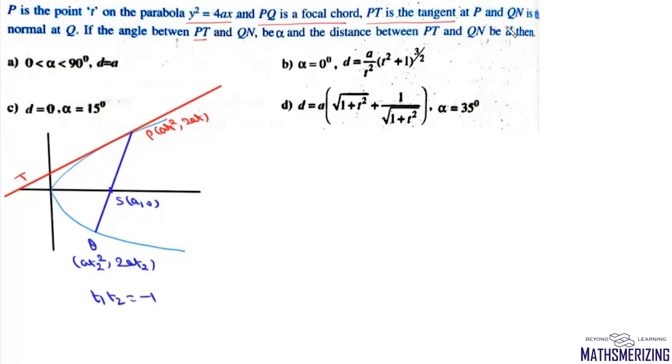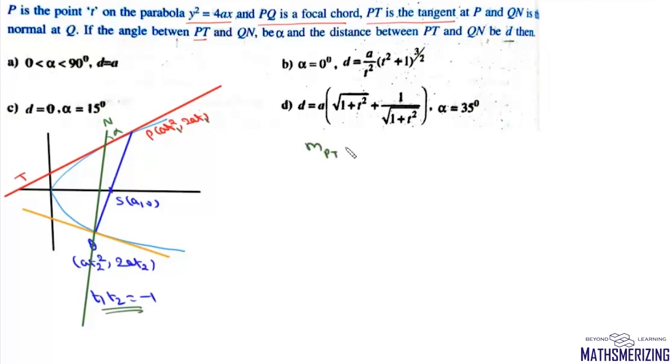Now we draw the normal at Q. This is the tangent at Q, and then we have the normal at Q. Suppose this is QN. The angle between PT and QN, it says this angle is alpha, and D is the distance between PT and QN. We need to find the value of alpha, and we need to find the value of D. Now it is given that t₁ times t₂ is minus 1.